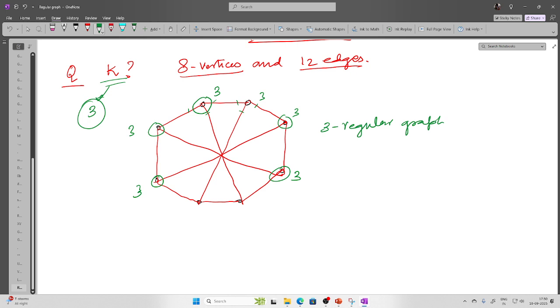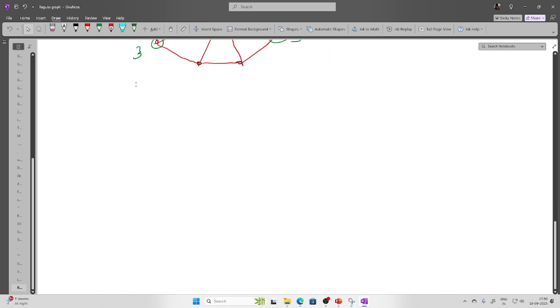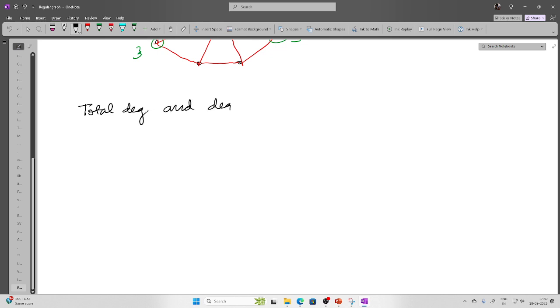So before we wind up this particular lecture, let me also tell you about the total degree and degree sequence of a graph. So consider this graph.